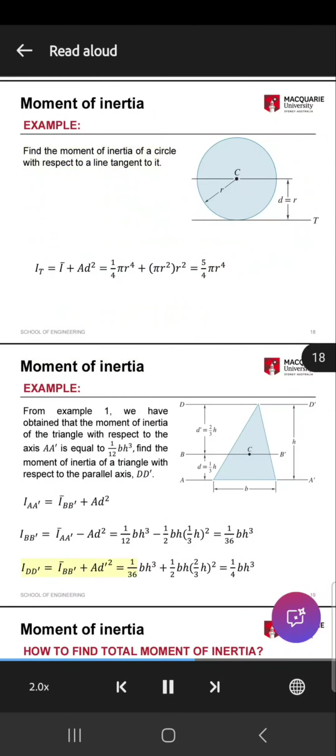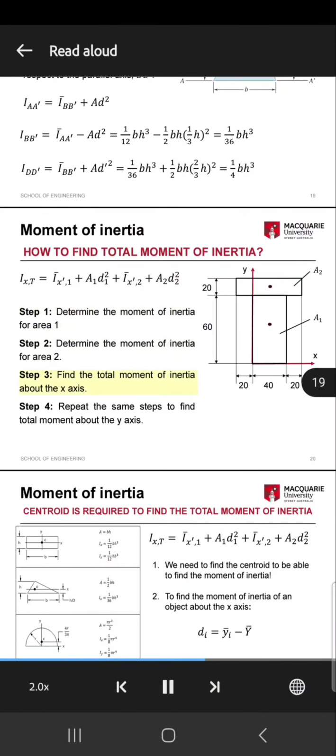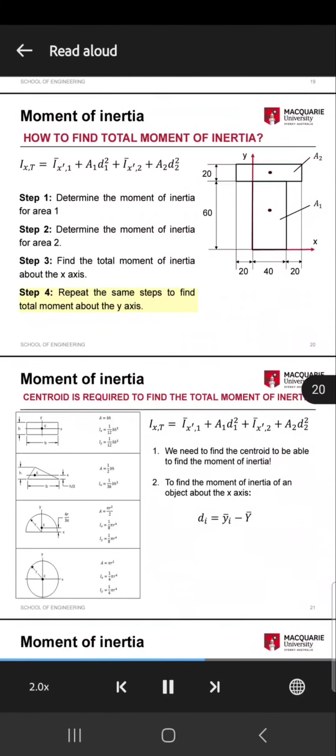Moment of inertia. I_x equals I_x' plus A d squared. Step 1. Determine moment of inertia for area 1. Step 2. Determine moment of inertia for area 2. Step 3. Find the total moment of inertia about the x axis. Step 4. Repeat the same steps to find the total moment of inertia about the y axis.